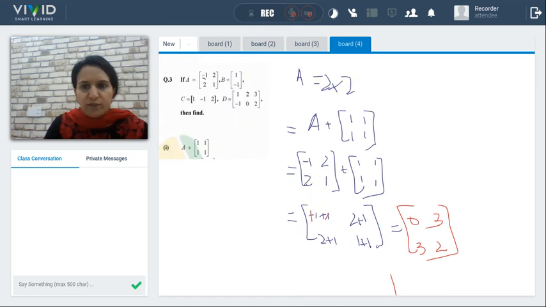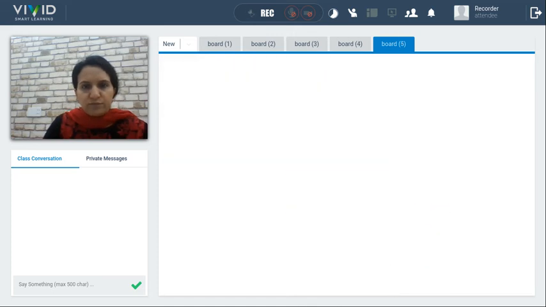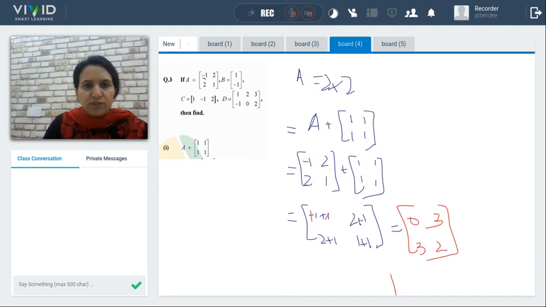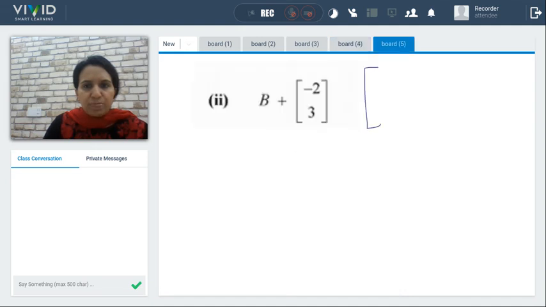I'm just dragging it down. Now we have the next part. The next part is the B part, and we have to add B plus -2 and 3. Let's go back to the previous one: what is B actually? What is the B matrix? The B matrix is 1 and -2.